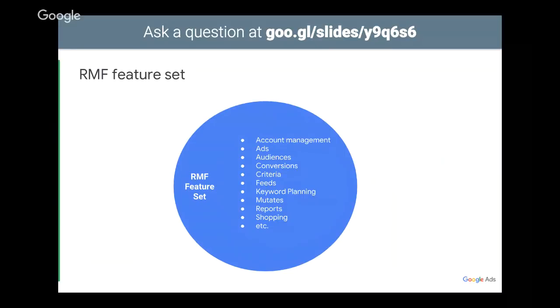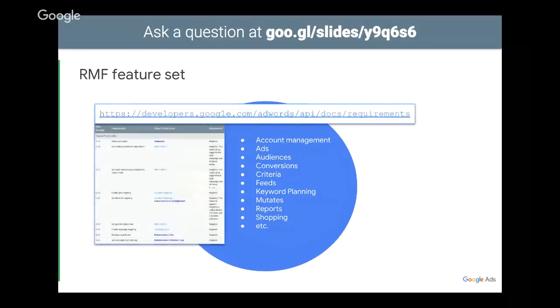So we're pretty confident that most people who are trying to implement something in the Google Ads API can take a look at V06, since we've implemented the core RMF feature set and understand what the API looks like and what tasks they're going to need to plan for ahead. That includes things like account management, many ads formats, manipulating audiences, conversions, feeds, keyword planning, shopping, a whole bunch of things.